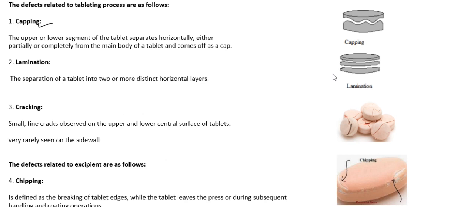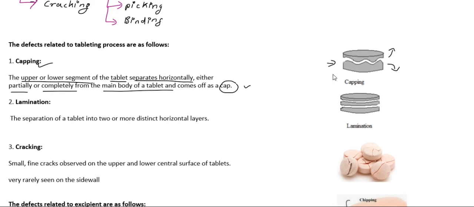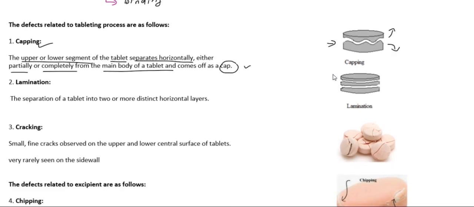So as the name indicates, there is formation of caps, okay. So the upper and lower segment of the tablet can separate horizontally, and it gets partially or completely separated from the main body of the tablet, and it just comes out as a cap. This is called capping. So if you observe here, you can see that this leaves as a cap, exactly like a cap. It leaves and it's getting divided horizontally. That is the first type of defect, which is called capping defect, okay, and this is process related.